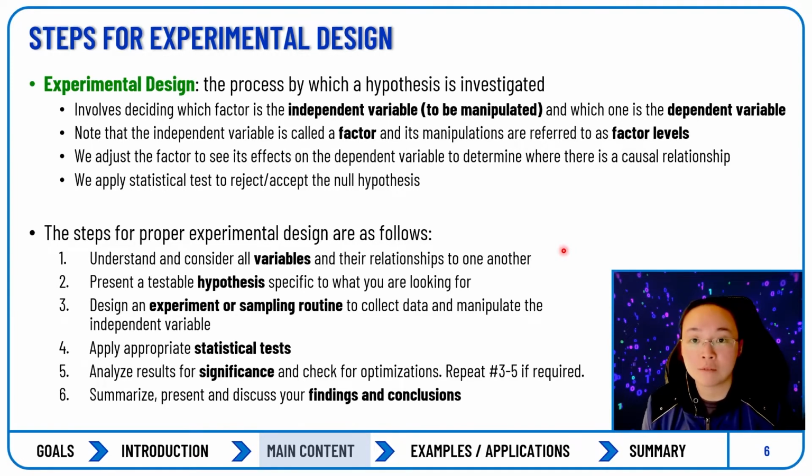But once you get p-values and a level of confidence, we can analyze the results for significance, check for optimizations to see if we can improve the data that we've measured, and then we can repeat steps 3 to 5 if required and get new, optimized data sets from a better experimental protocol. So after you're done with all that and you're happy with your results, you can summarize, present, and discuss your findings and conclusions.